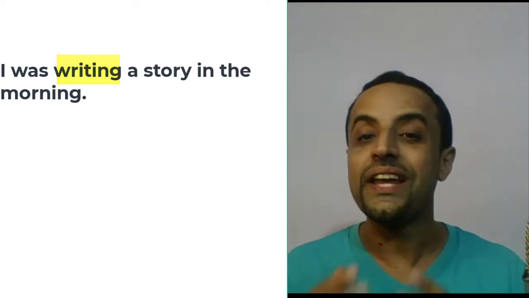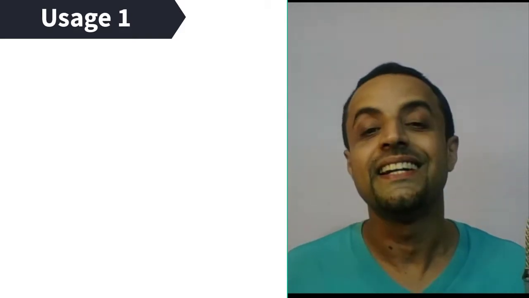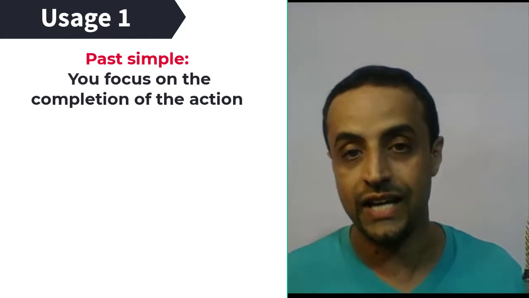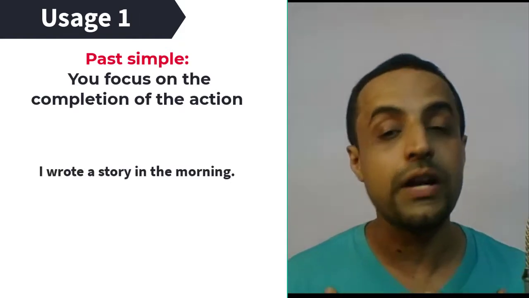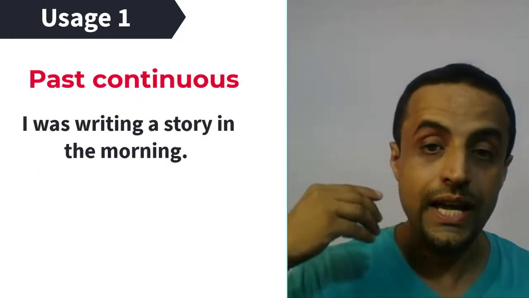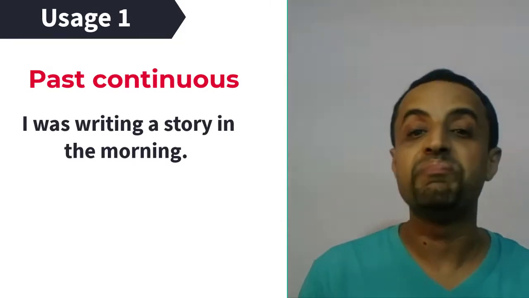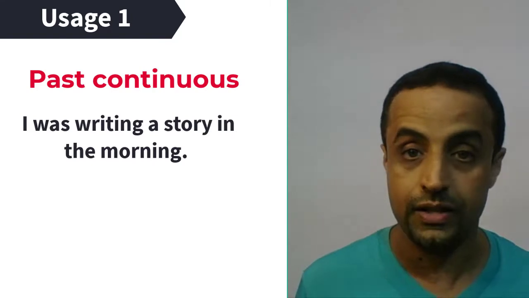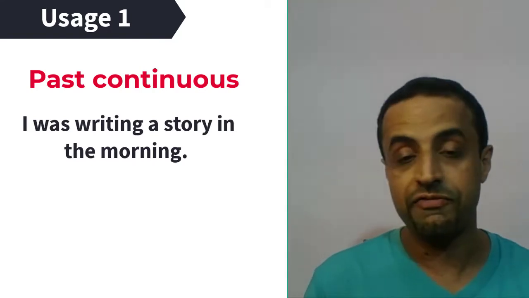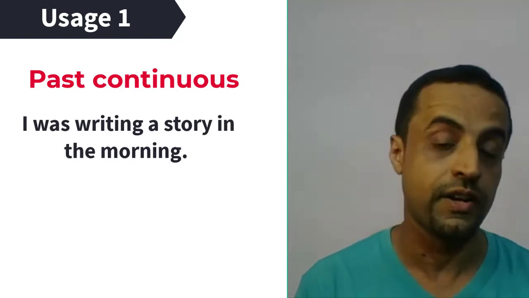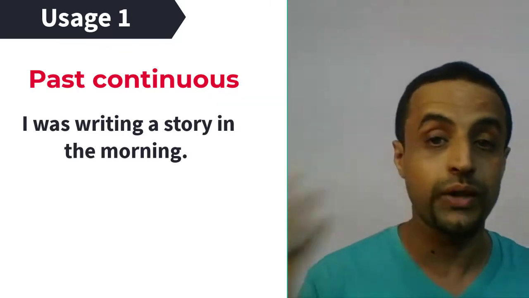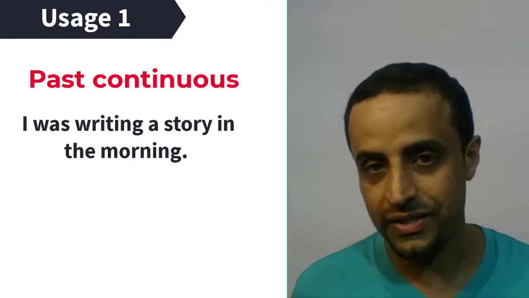But the question is, when can I use the past simple and the past continuous tense? You can use the past simple when you focus on the completion of the action. I wrote a story in the morning. My focus is on the completion of the action. I have finished writing the story. But if you say I was writing a story in the morning, it means that maybe you haven't finished writing the story. I was in the middle of writing. Probably you haven't finished writing it, probably you have. So you use the past continuous tense if you are not sure whether the action is completed or not.